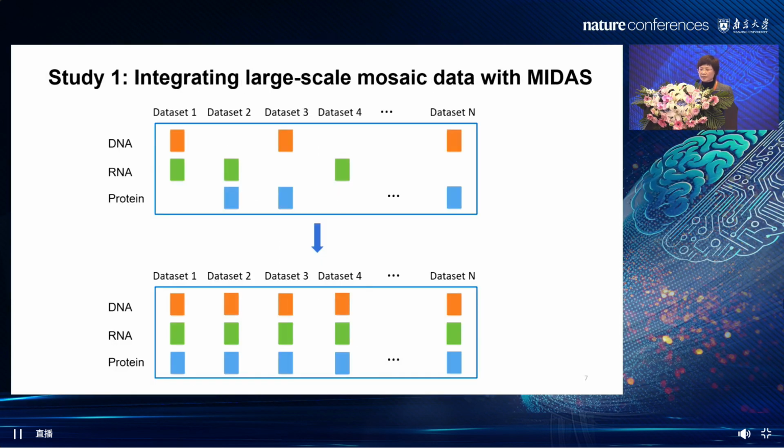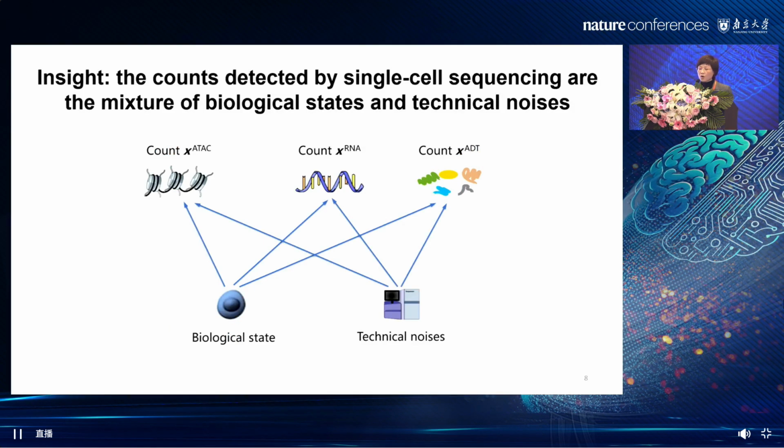Our first study is integrating large-scale mosaic data with MIDAS so as to generate massive paired multi-omics data. The core insight behind MIDAS is that the counts detected by single-cell sequencing are actually a mixture of the cell's true biological state and the various technical noises introduced during the experiment.